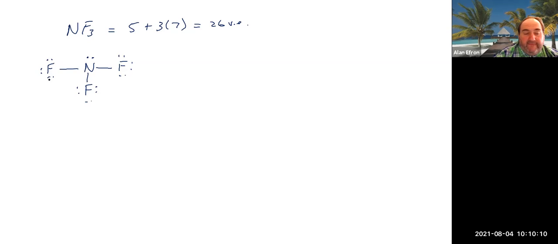We now check and make sure everybody has 8 valence electrons around them. Again, 2, 4, 6, 8 for each of the fluorines. Nitrogen, 2, 4, 6, 8. Everybody has 8 valence electrons.